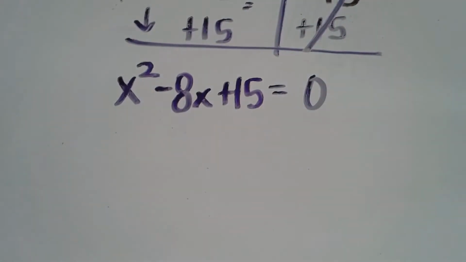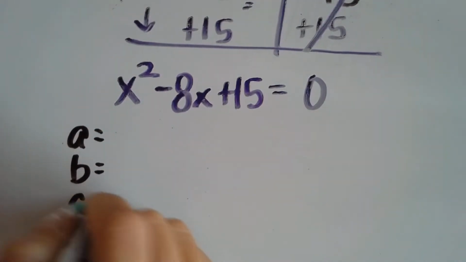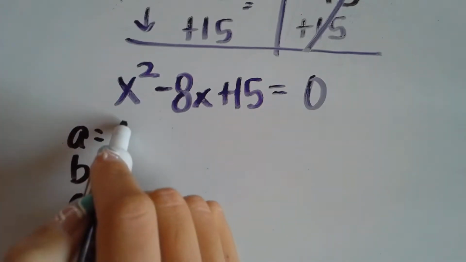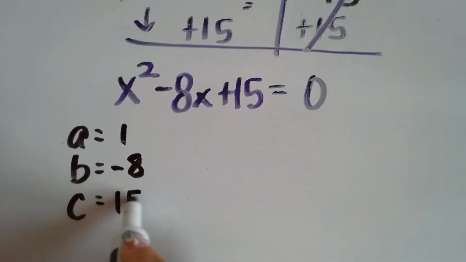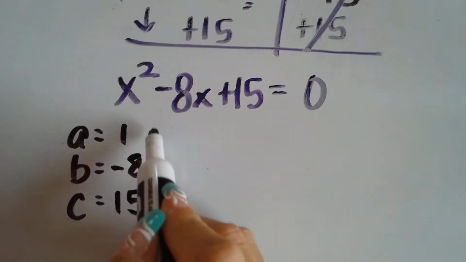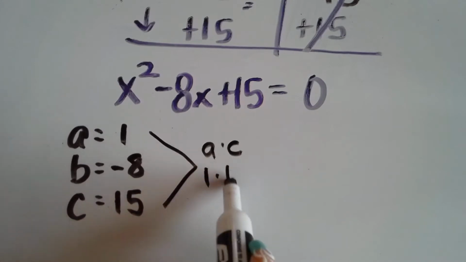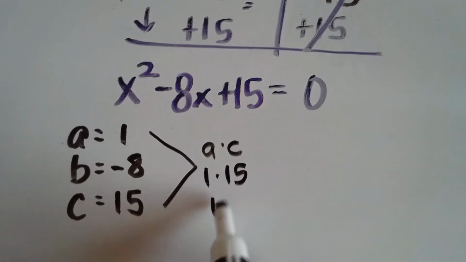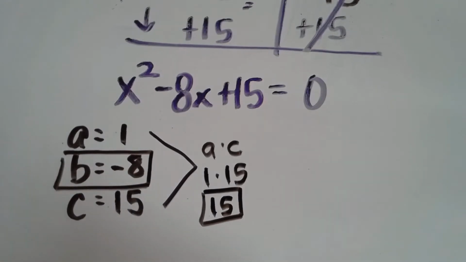Okay? So let's go ahead and identify our A, our B, and our C. So our A is 1, our B is -8, and our C is 15. Now, we are going to do our A times our C. Our A is 1 times C, which is 15, and 1 times 15 is 15. So we have our A times our C, and we have our B.